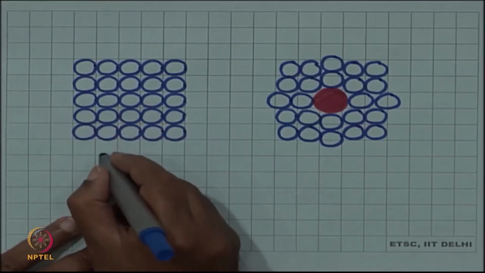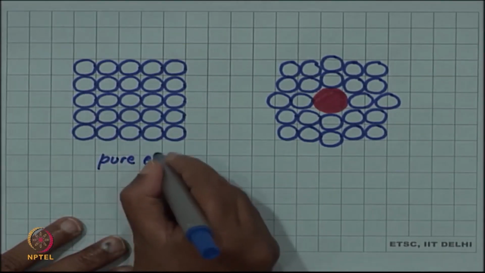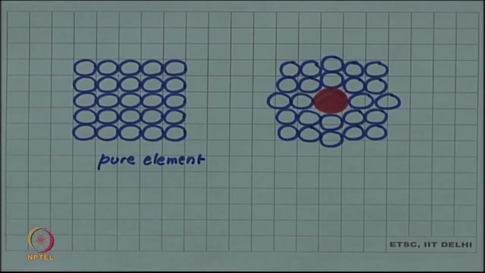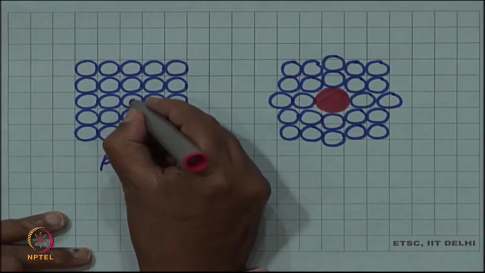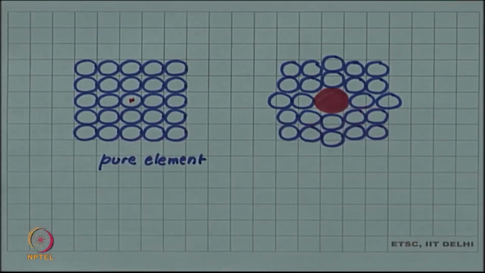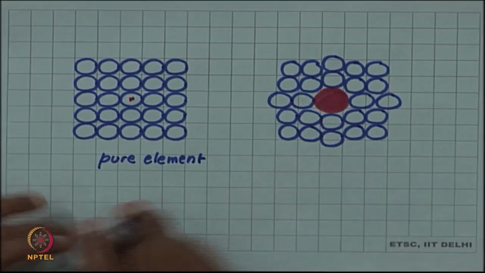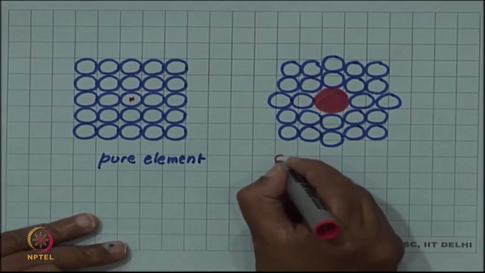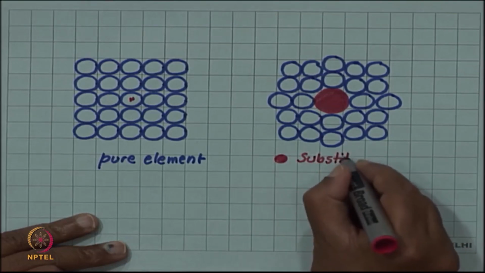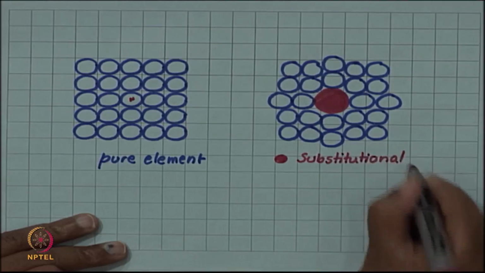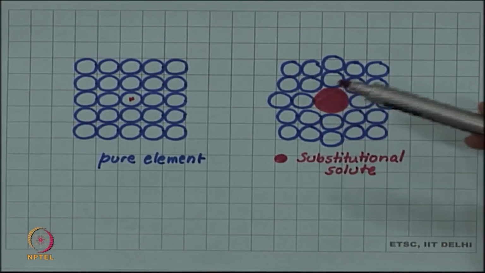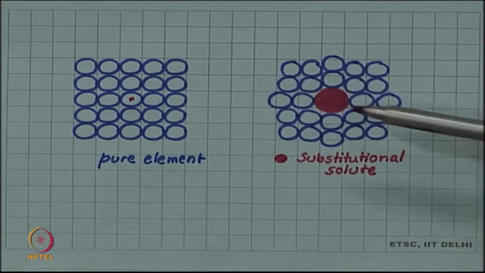So, we have this pure element where all atoms are equi-sized, and suppose we now substitute the central atom by a larger atom. So, this is a substitutional solute, the red element here. And the way I have drawn it, I have substituted a larger substitutional solute atom.